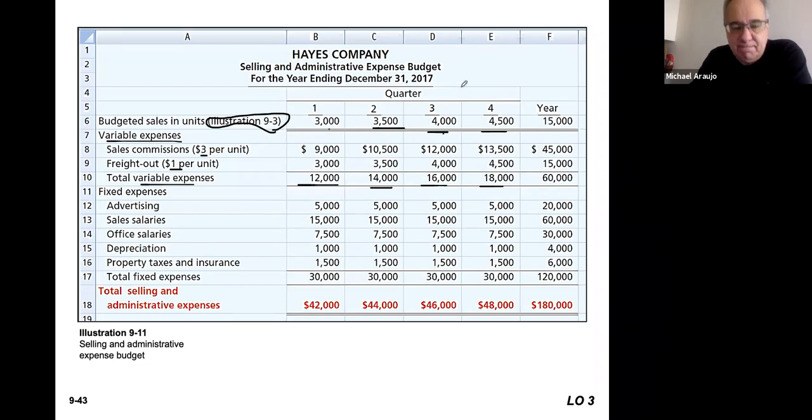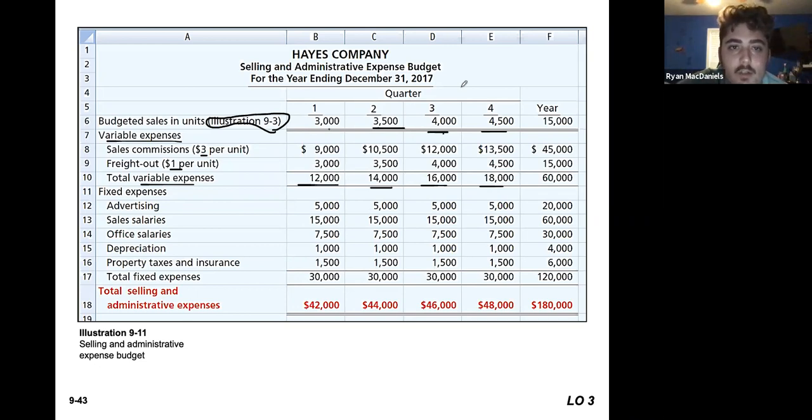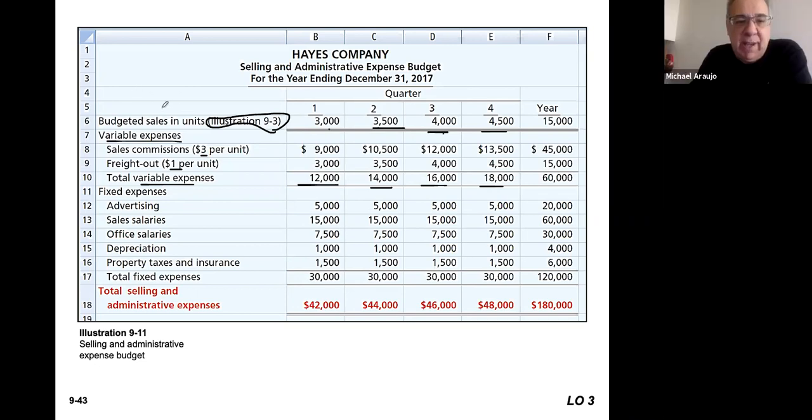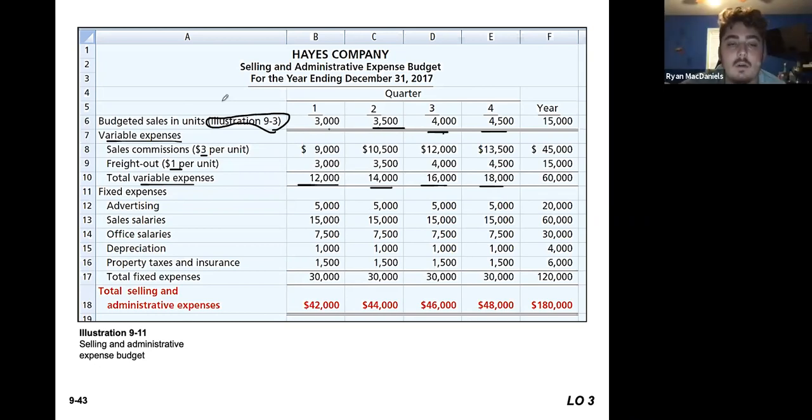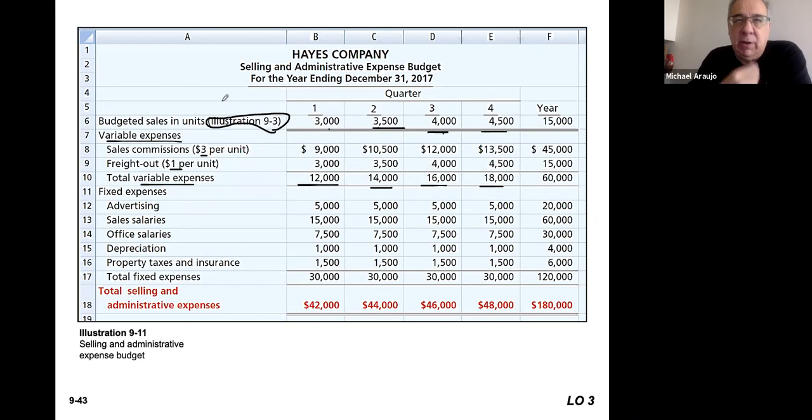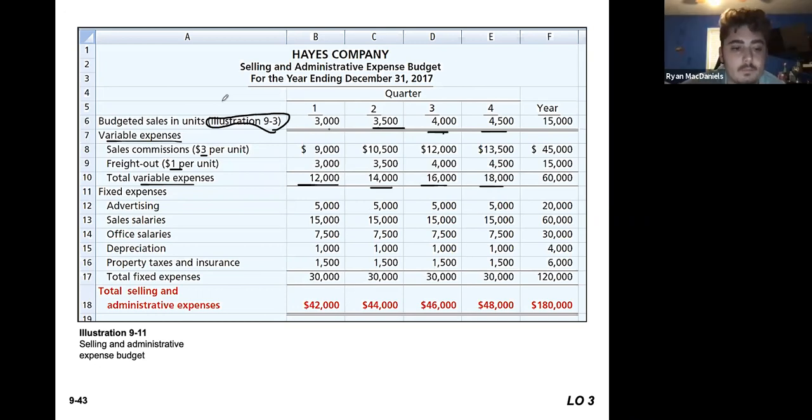Yes, Ryan. Would we always have the sales in units written down somewhere? Yeah, it would be in the sales budget. They would always refer to a sales budget that you've already done or that's in the book. Okay. Yeah. Thank you. You're welcome.